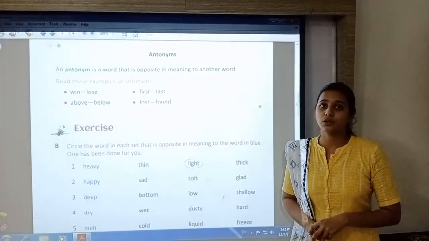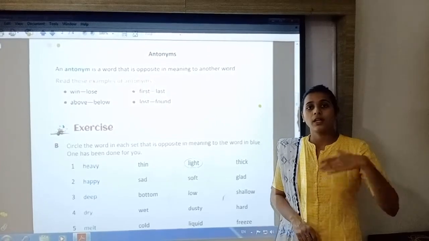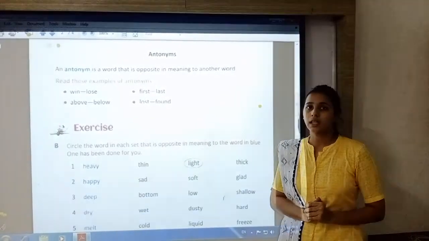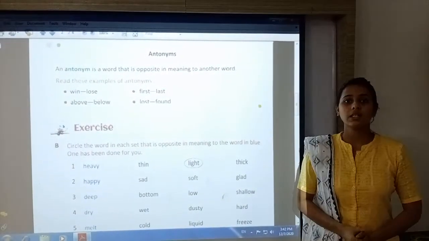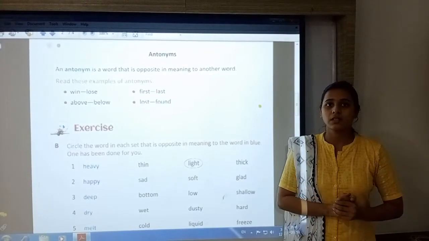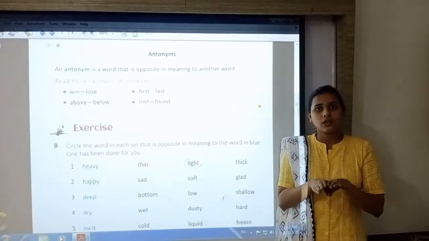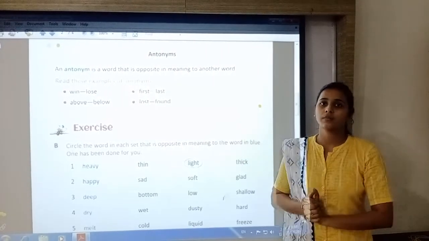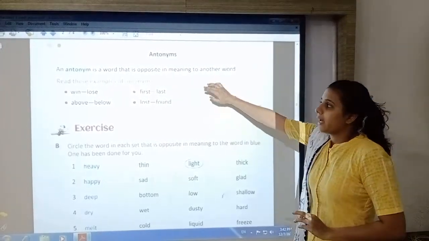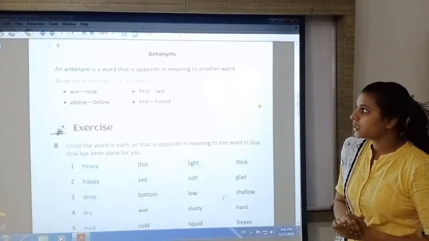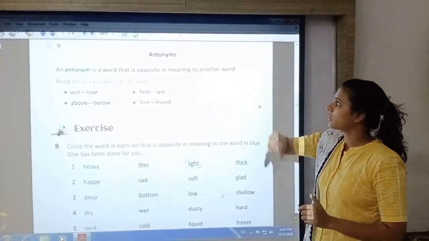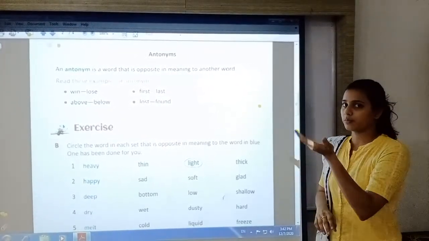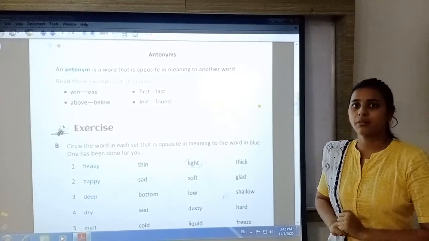Now we have understood synonyms. Now let us move to the next topic, that is antonym. That means opposite words. Synonyms means similar words, and antonyms means opposite words. An antonym is a word that is opposite in meaning to another. Let us see some examples of it.